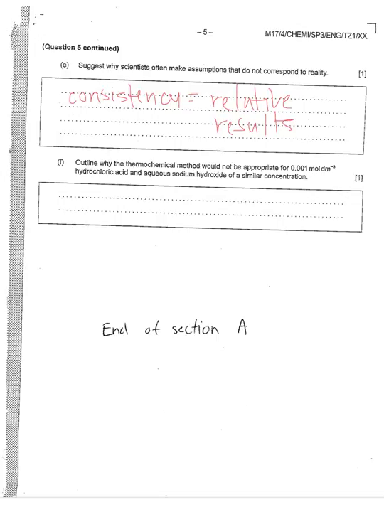And then F, outline why the thermochemical method would not be appropriate for 0.001 molar hydrochloric acid and NaOH of a similar concentration. With that weak a concentration, the rate that heat's produced would likely be less than the rate of heat loss, which means your results are not going to be anything you can use at all.